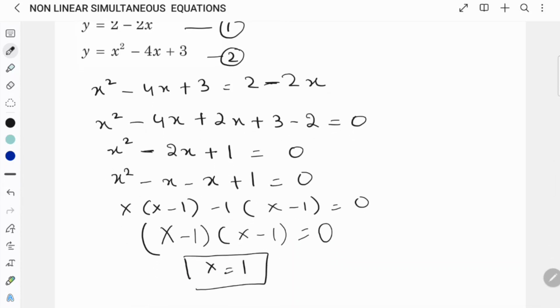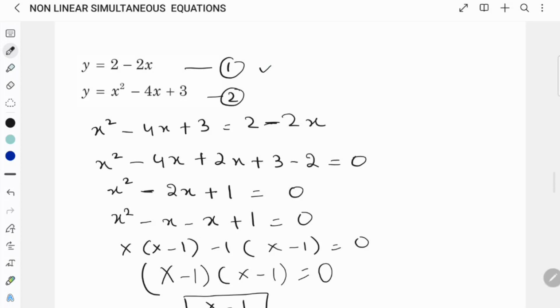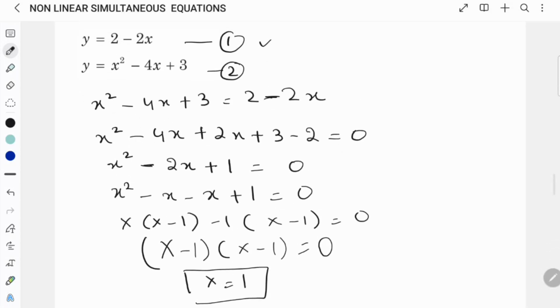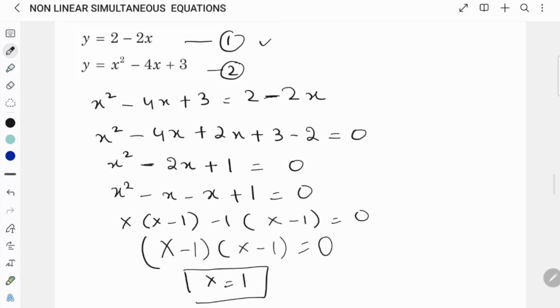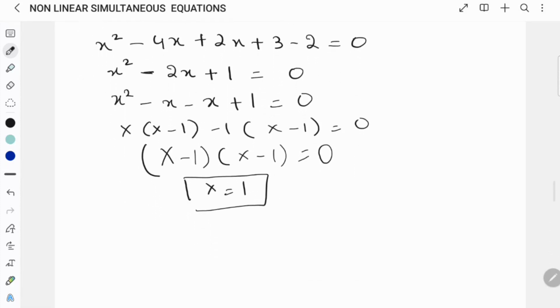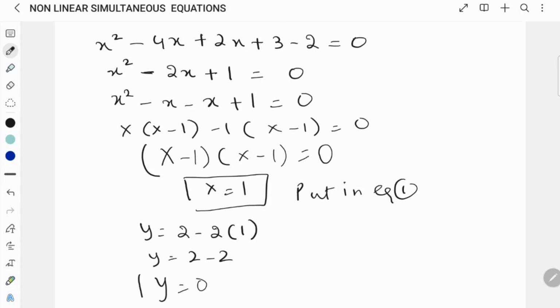Okay, now what do we do? You put it into the first equation, which already has y as the subject, y equals 2 minus 2x. I have included one question in which you will see a repeated root. So y equals 2 minus 2, in place of x write down 1. Put it in equation 1. So y equals 2 minus 2, y equals 0. So you have just one set of answers in this question, 1 comma 0.